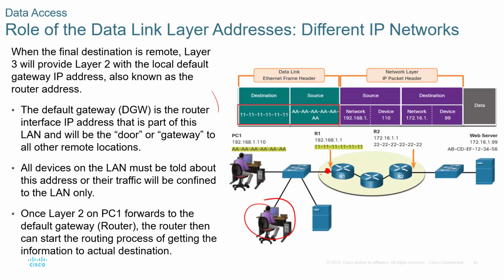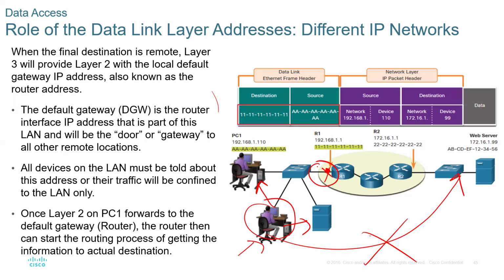Not using a default gateway doesn't mean you can't communicate. If this device doesn't know the default gateway, it can still communicate with this one because they are on the same line. They'll be communicating using the MAC address. But if you now want to communicate remotely, it will not be possible because you don't know the gate out of the network, the door out of the network. So the default gateway is very important.